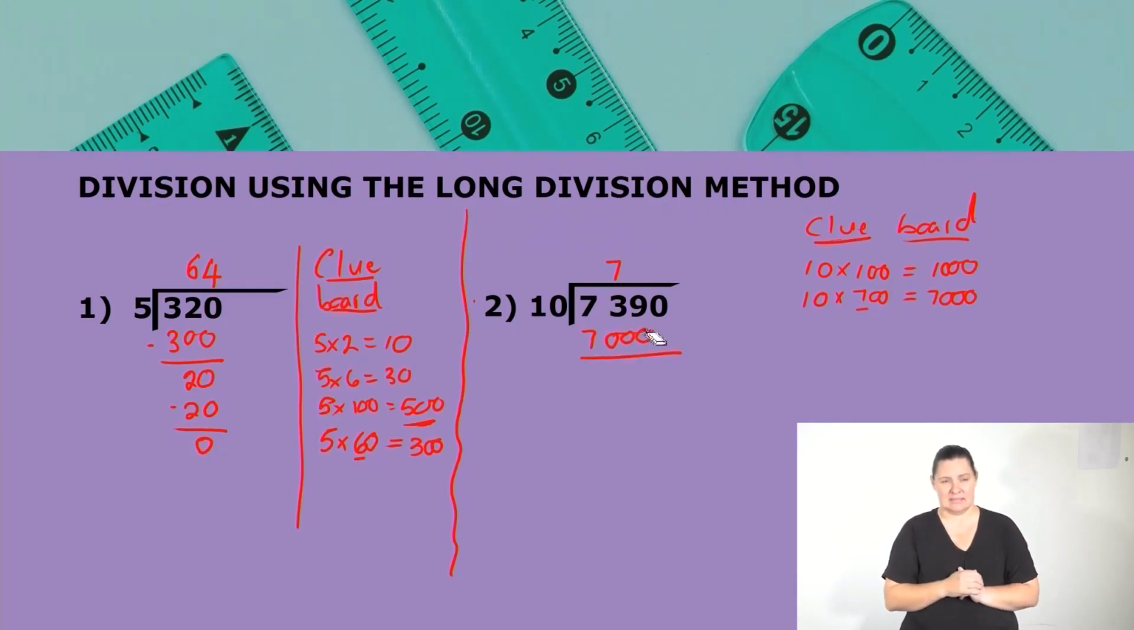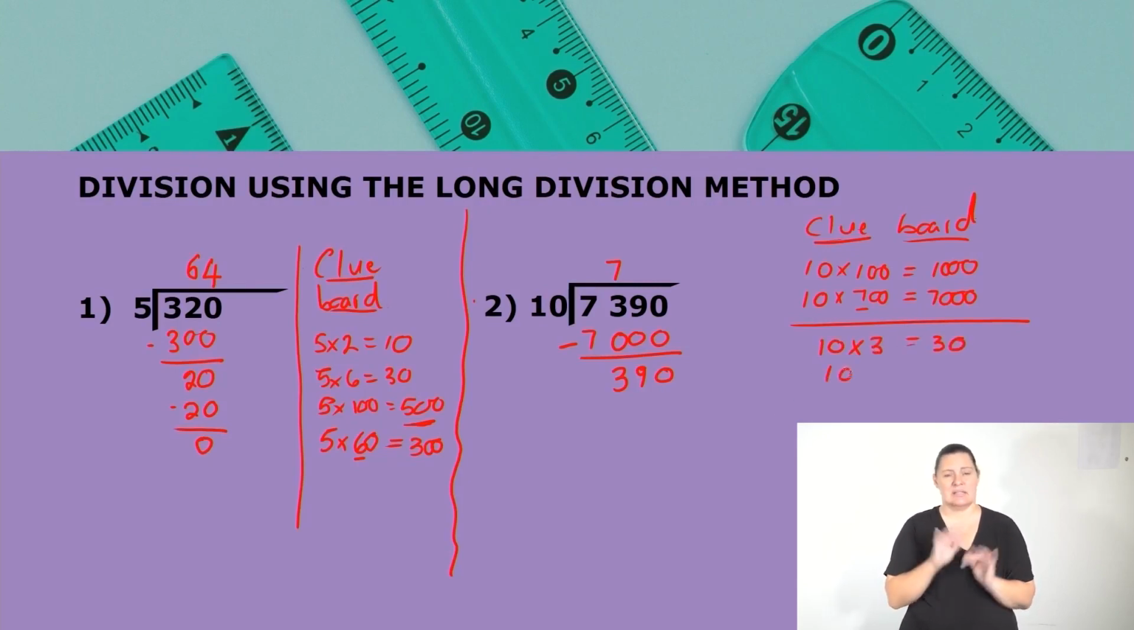We are going to subtract that. Let me just write those properly in the columns. Then we have 7,390 minus 7,000, which gives us 390. Now again, we are going to repeat. We need to know how many groups of 10 can we take from 390. Now again, the clue board, 10 multiplied by 3 is 30. But then 10 multiplied by 30 can give us 300. I think that's close enough.